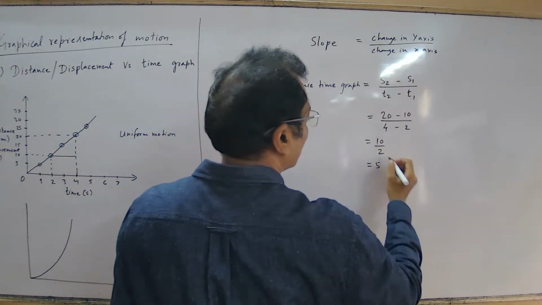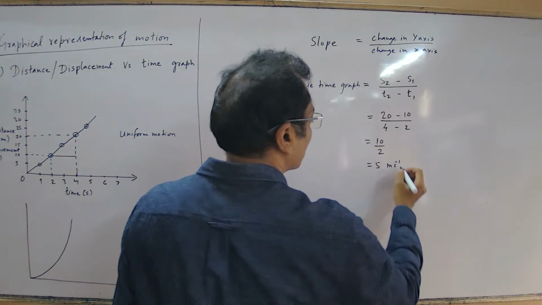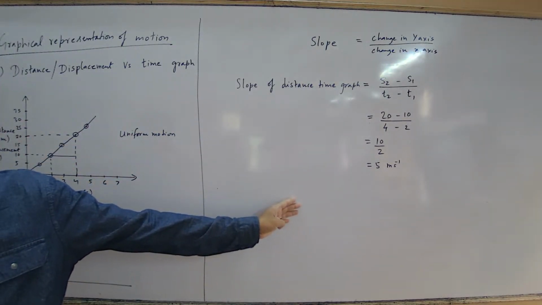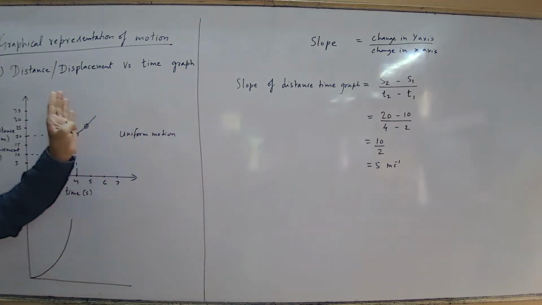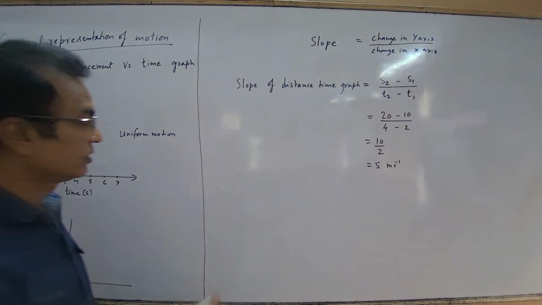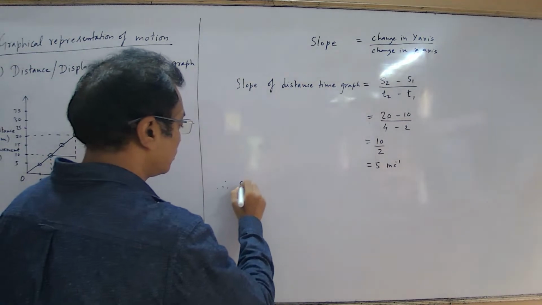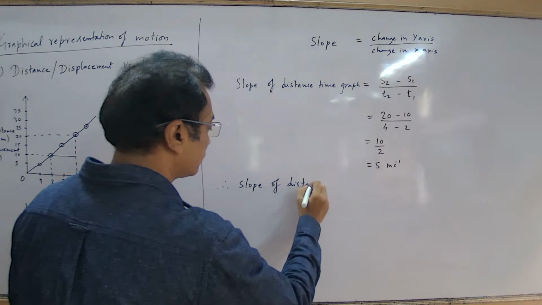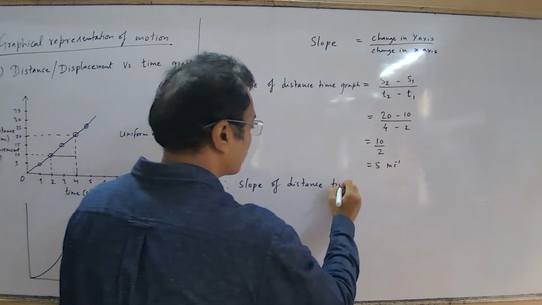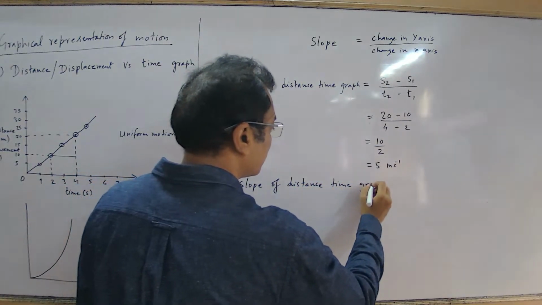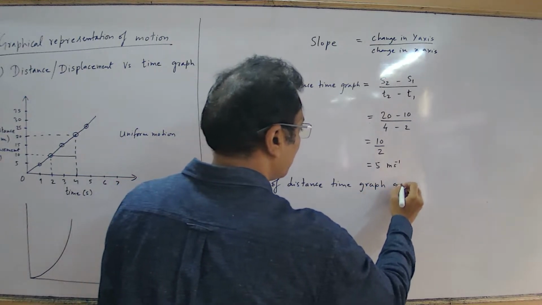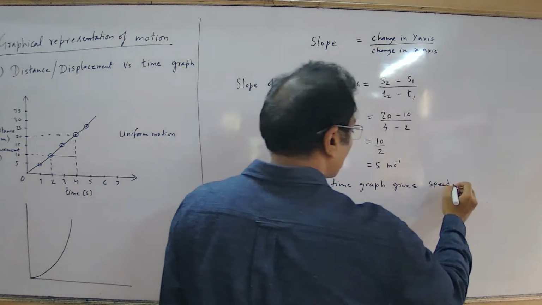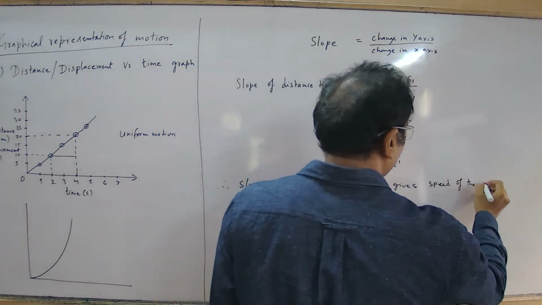Distance unit is meter, time is second, so it will be meter per second. So slope gives velocity, speed. Okay? Slope of the distance time graph gives you speed. So therefore, the slope of the distance time graph gives the speed of the object.